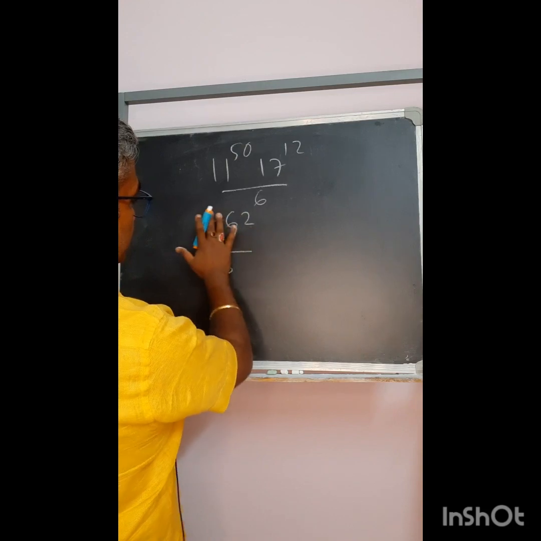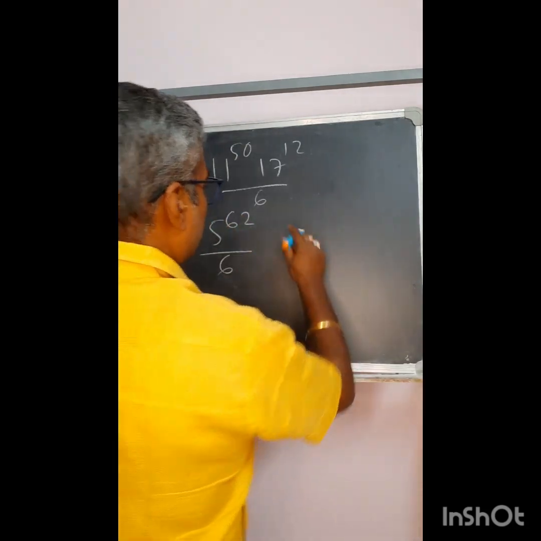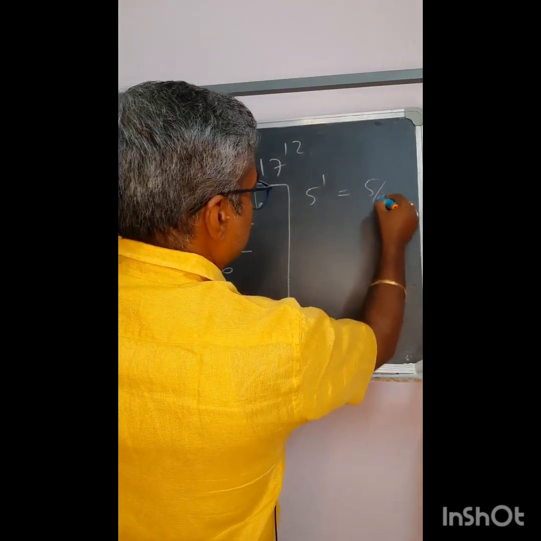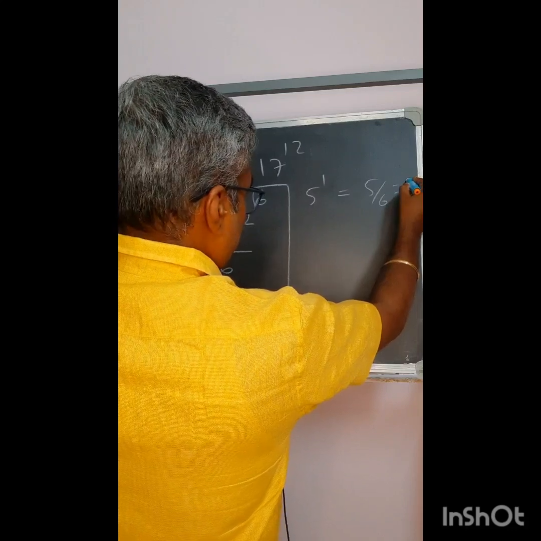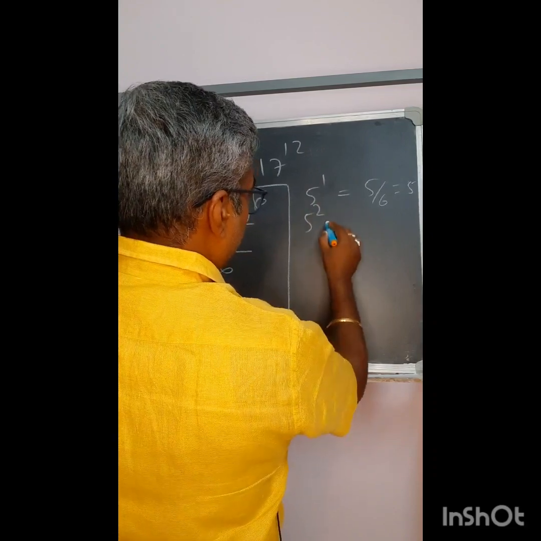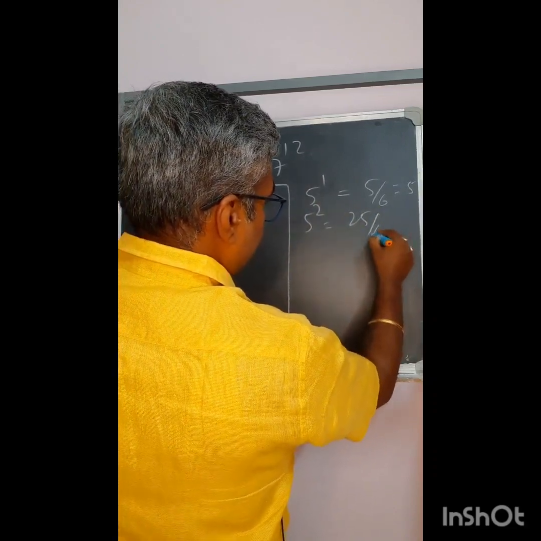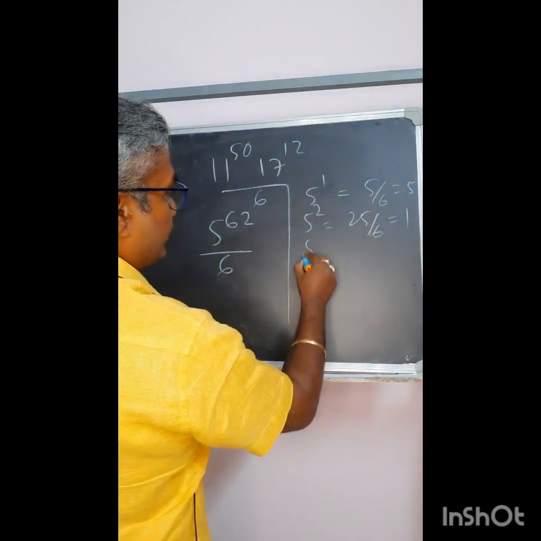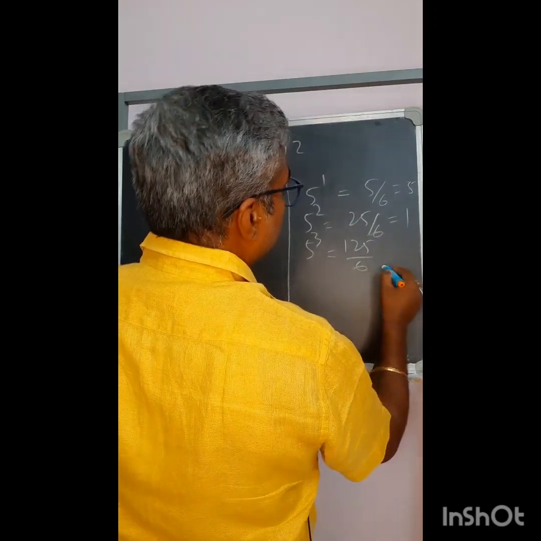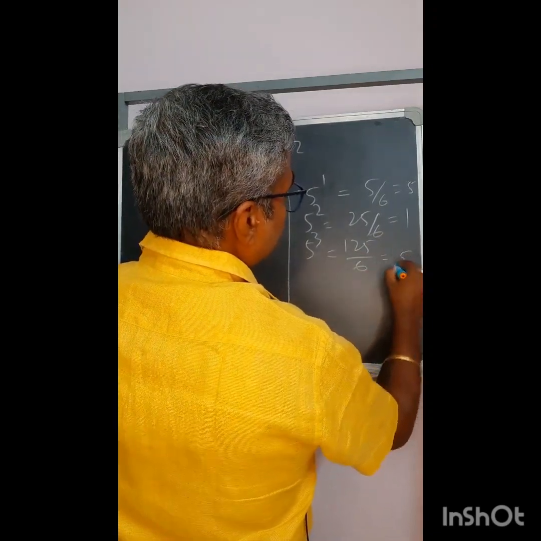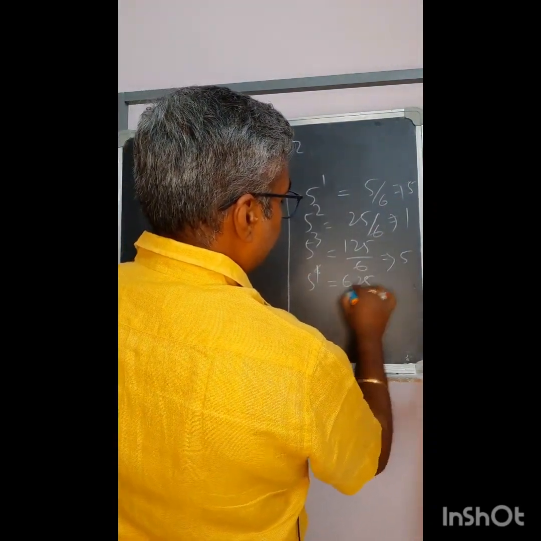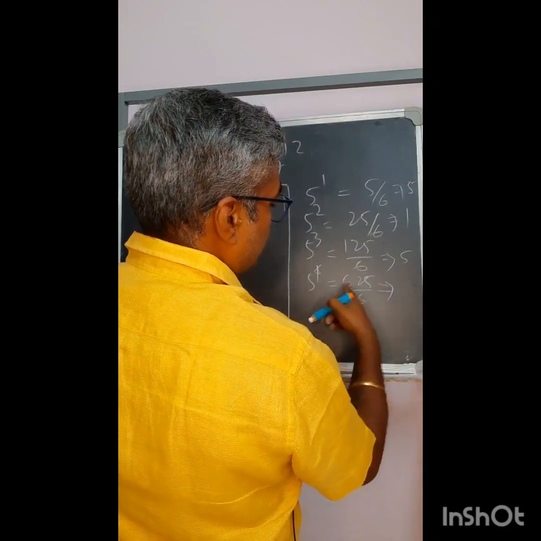Now, keeping this as 5 to the power 62, let me explain further. 5 to the power 1 gives 5. If I divide by 6, the remainder will be 5 itself, because this is not divisible. If I go for 5 square, it will give 25. If I divide by 6, the remainder will be 1. If I go for 5 cube, it will be 125 upon 6, so it will give you 5 again as the remainder. If I go further, 5 to the power 4 will give you 625 by 6, which gives a remainder of 1.